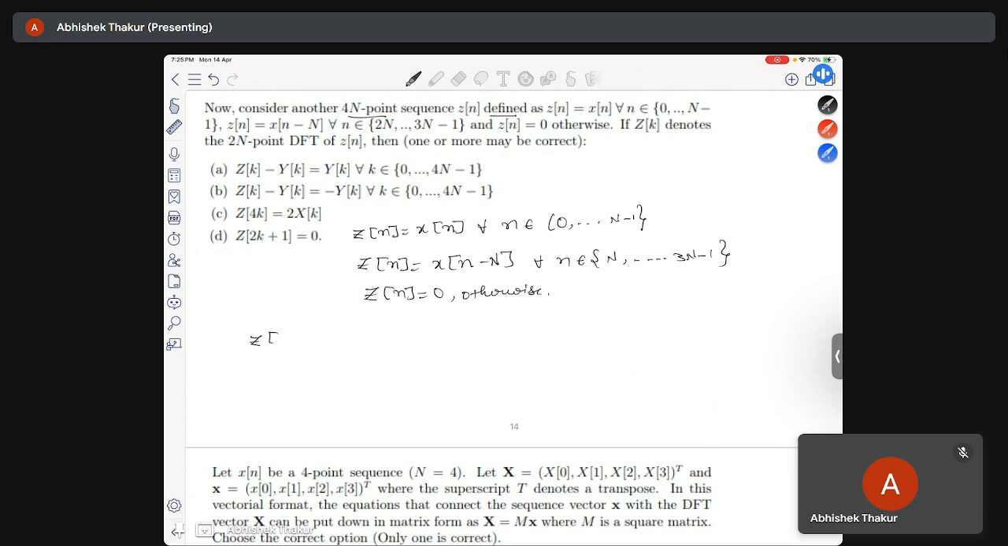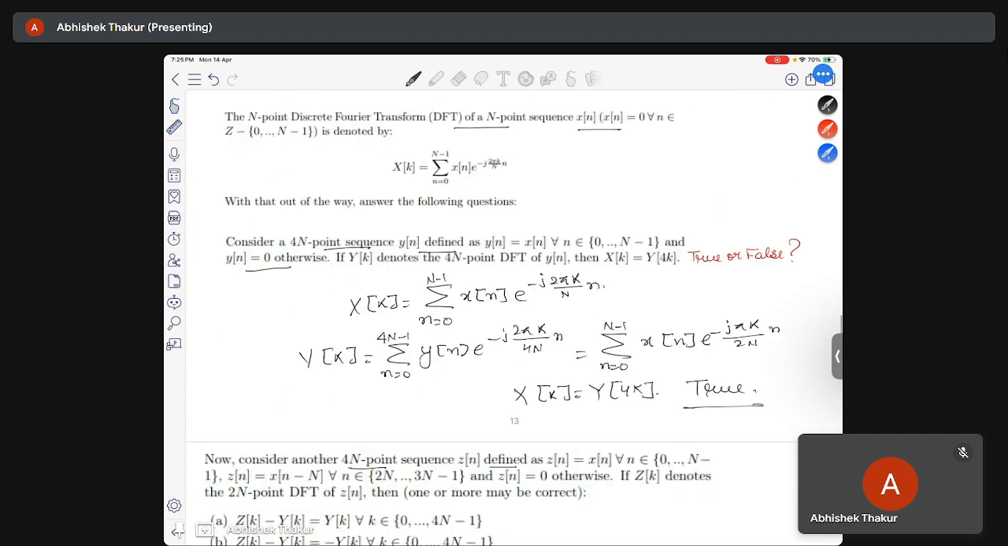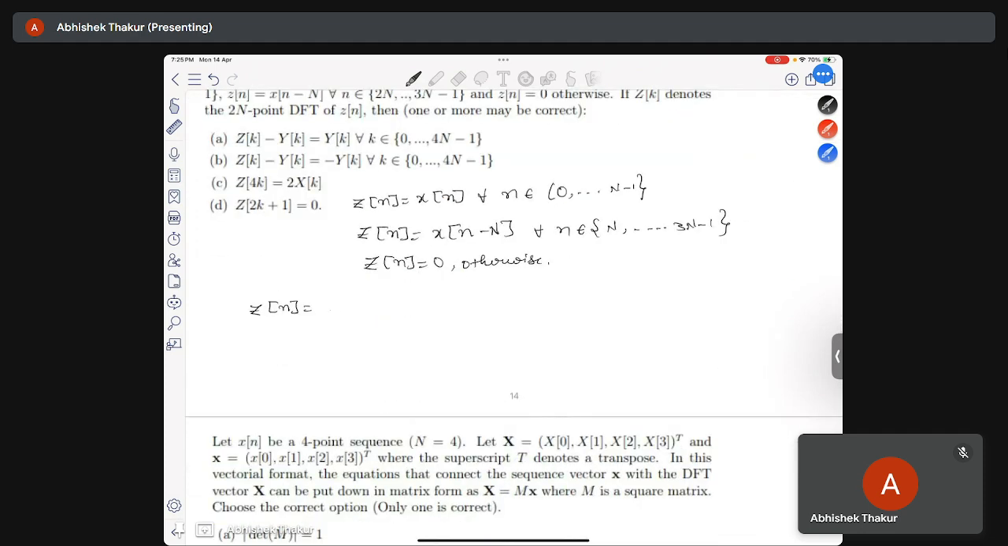So z of n is equal to y of n plus y of n minus 2N. This implies that Z of k is equal to Y of k times 1 plus e to the power of minus j 2 pi k by 4N. So this will become Y of k times 1 plus minus j to the power of k.